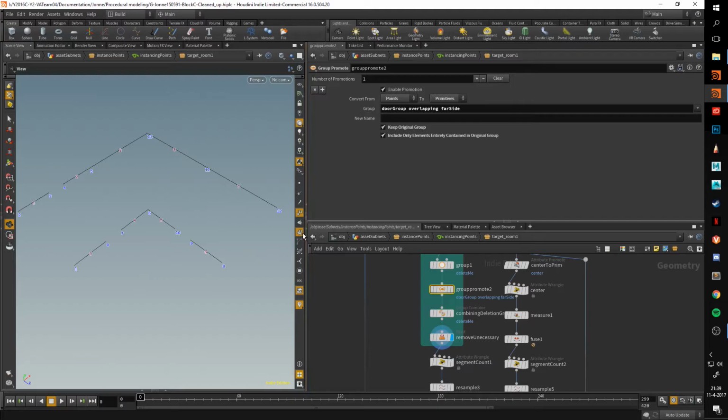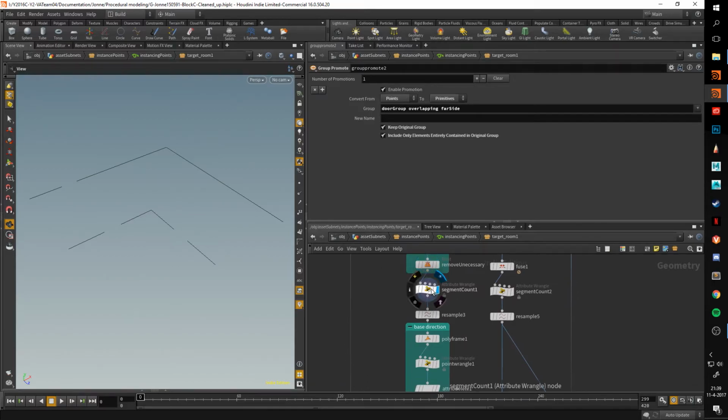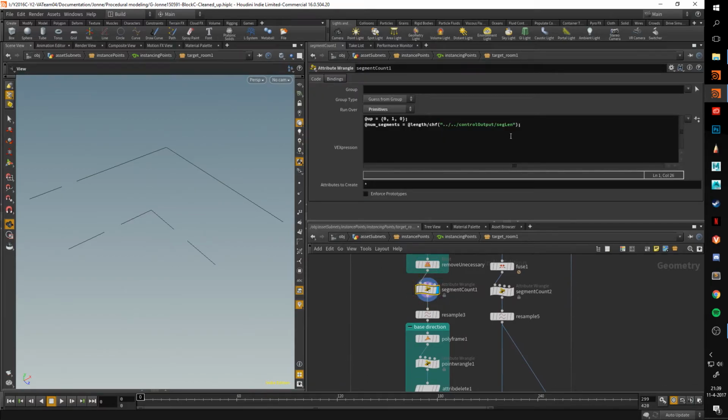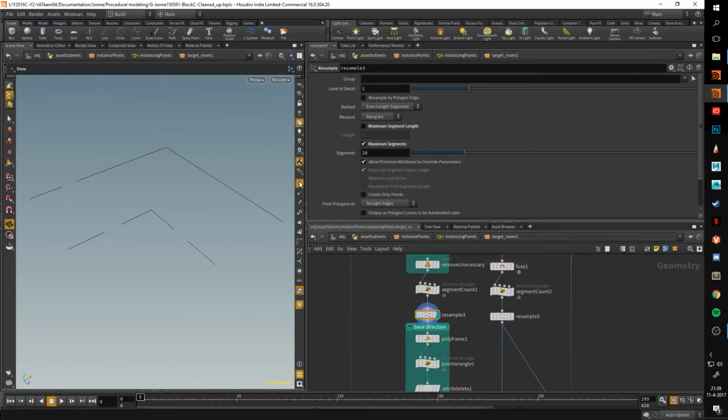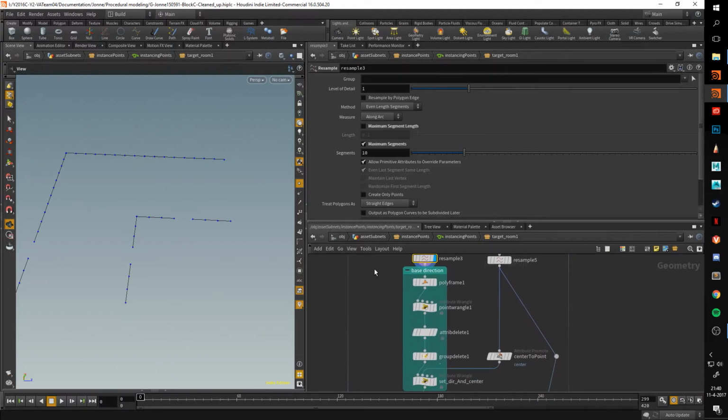So here I just remove all those parts because we don't want things to be placed on there. Here I count the amount of segments again and add some segment numbers. Again, it gets resampled in the way I want, according to the modules I was using. So every 5 meters, a certain thing happens and such.